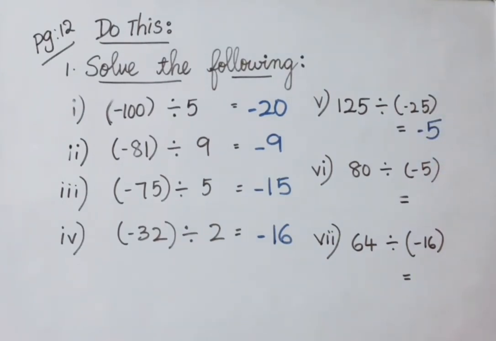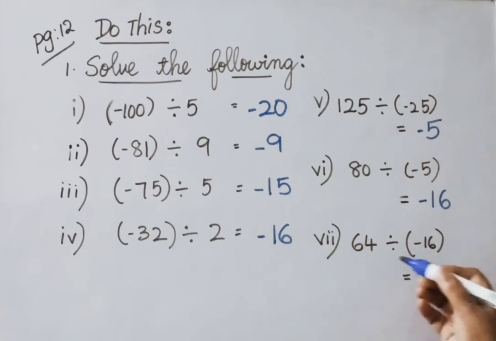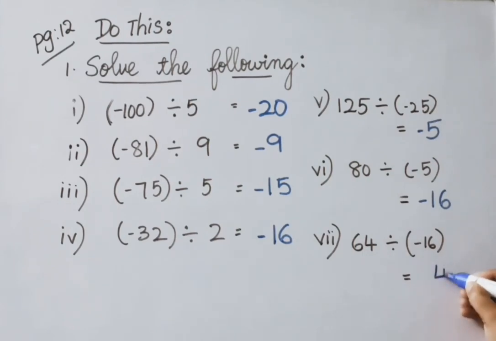See the next one, 80 divided by minus 5. So 5 table 80, that is 16 times. Now keep the minus sign. So the answer is minus 16. See seventh one, 64 divided by minus 16. 16 fours are 64. So the quotient is 4 and keep the minus sign. So the answer is minus 4.